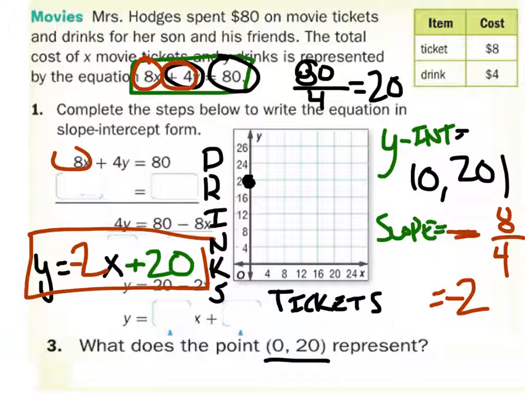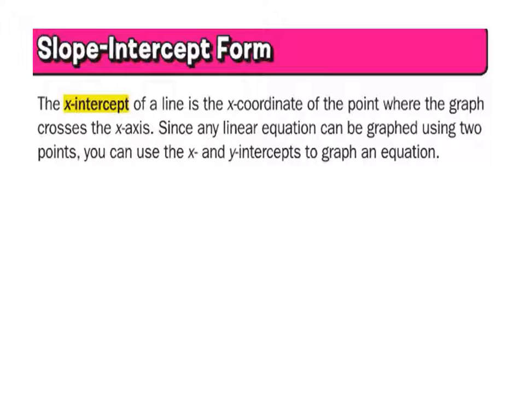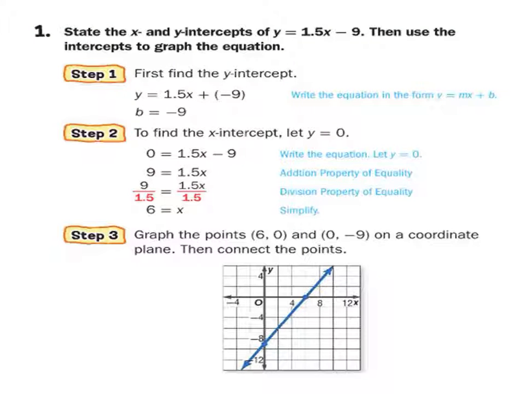Okay. If you are graphing, you should need 3 points. If you're using the x and y intercepts, you only need 2. And if we look at the x intercept on this, it looks like it's 10. So 10 is right about in here. Once you have those 2 points, just graph it. Okay. All right, just so you guys know, the x-intercept is where the line crosses the x-axis. Okay? Here's another example.